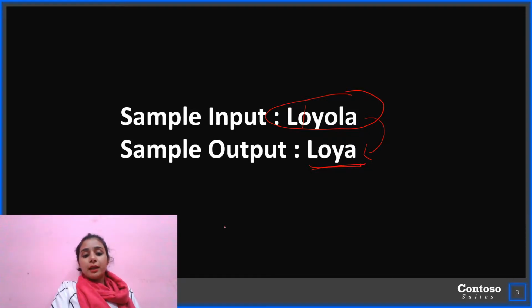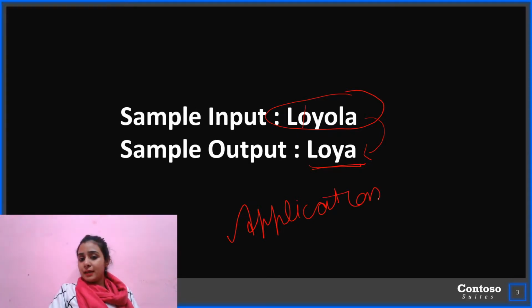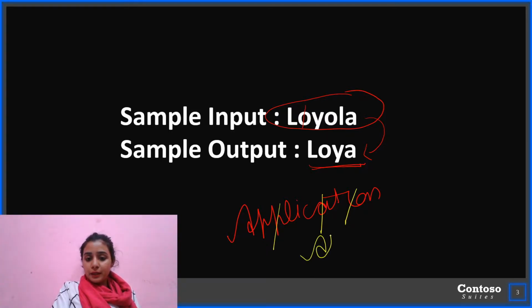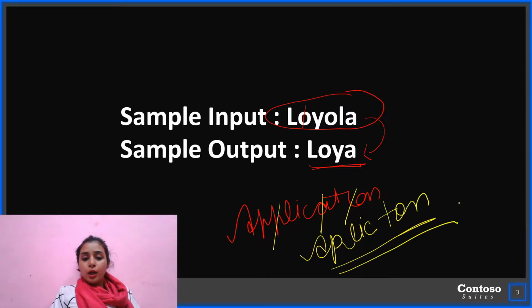Let's take the example here: application. In this, we want to remove this P, then this A and this I. I just want to print A P L I C T O N. This must be the output. So this is our requirement in the program.